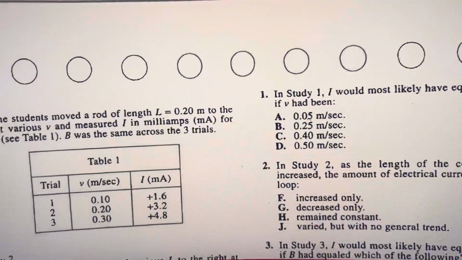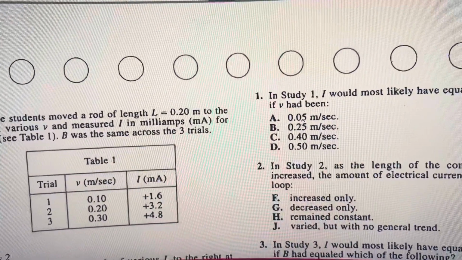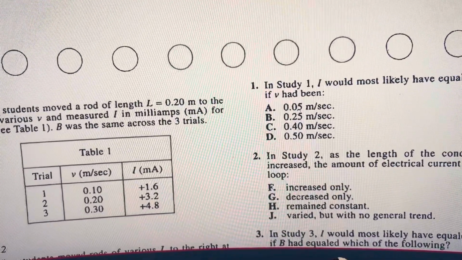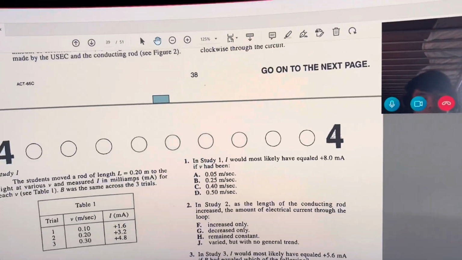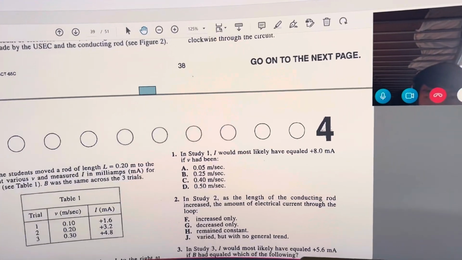Now, all right, we're going to resume recording. Do I have your permission to record you? Yes. Okay, all right. Now, here we are.